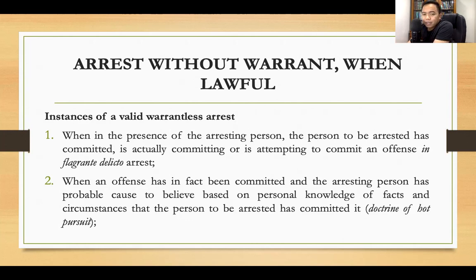Now, what must have been done in the presence of the arresting person? The person to be arrested has committed, nagawa na niya, or is actually committing, ginagawa pa lang, or is attempting to commit an offense. In flagrante delicto arrest. Okay. So it's either that the offense has just been committed, kakagawa lang, or the offense is being actually committed, or the offender is attempting to commit the offense, then you can effect arrest.